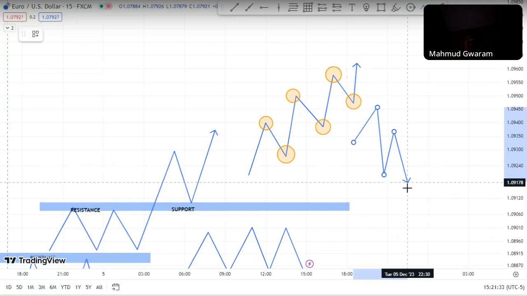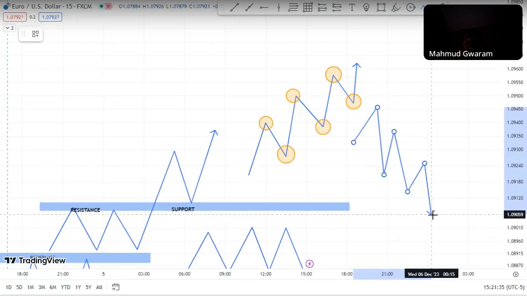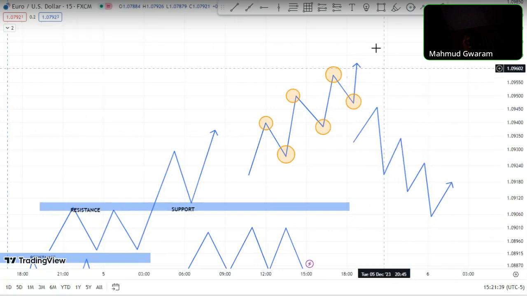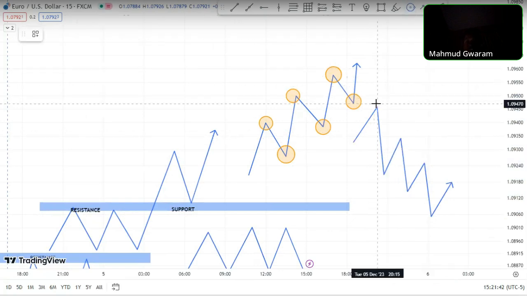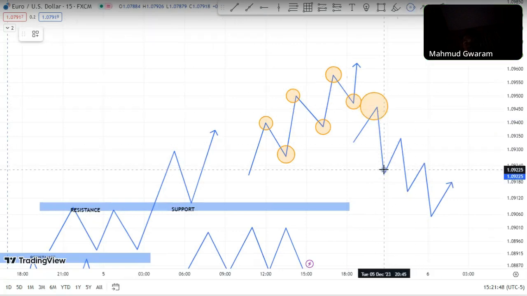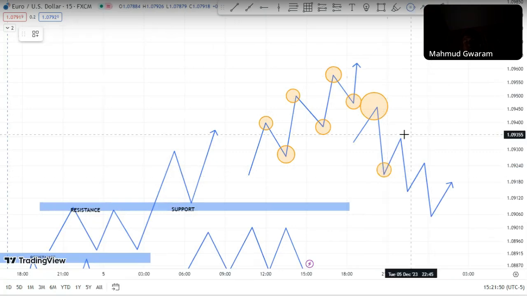And when the market is coming down, when the market is in a downtrend, this place is now a lower high. Since it's in a downtrend, lower high. This place is a lower low. This place is a lower high. This is a lower low.